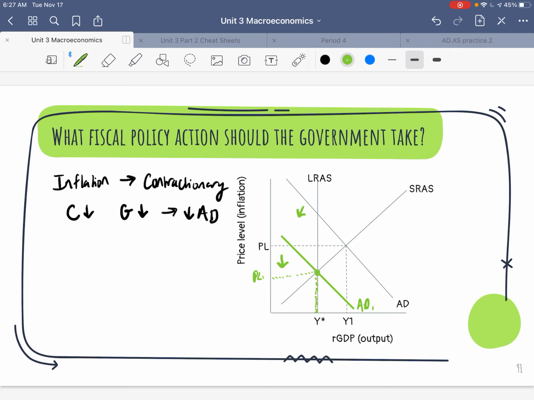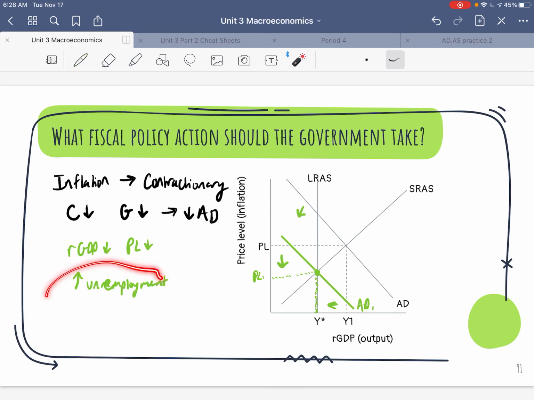So now that we've done the graph, we have to describe what we just did on the graph. So what happened? We had output decrease, so our GDP decrease, and we had price level decrease. If our GDP is decreasing, we are going downward. That will increase unemployment because we don't need as many workers. We can fire some. We're not making as much stuff.